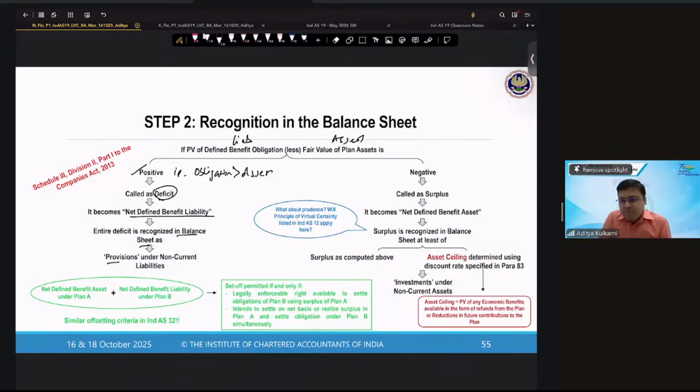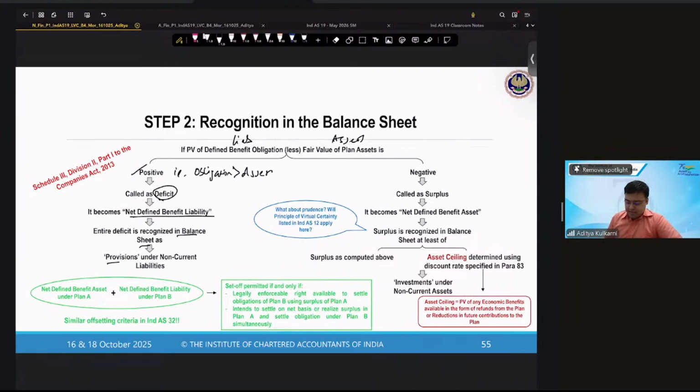Go ahead, Ayush. We are calling it a provision because the amount is not fixed. Yet we know that we have to pay in future, but how much is not fixed. Yes, so there is an uncertainty as far as the amount is concerned. That is why it is an estimated value. It is not a defined value. So we call it a provision. Very good. Okay. So provisions, we show it under non-current liabilities.